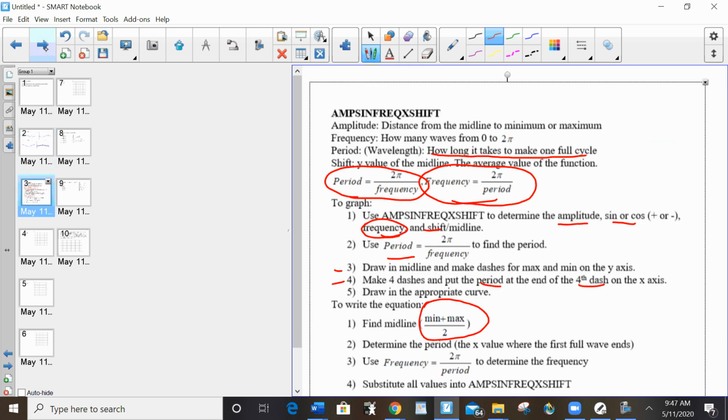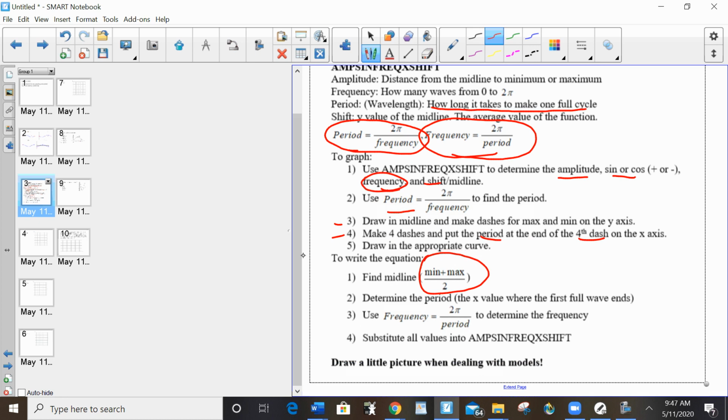When I'm writing the equation, I'm starting with the midline, which is min plus max over 2. Once I have the midline, I can find all the other information. I'm going to determine the period by determining where the full wave ends. And once I have the period, I can find the frequency doing 2 pi over the period. That's all the information I need. Once I have all that, I just substitute it into amp, sine, freq, x, shift, and I'm done.